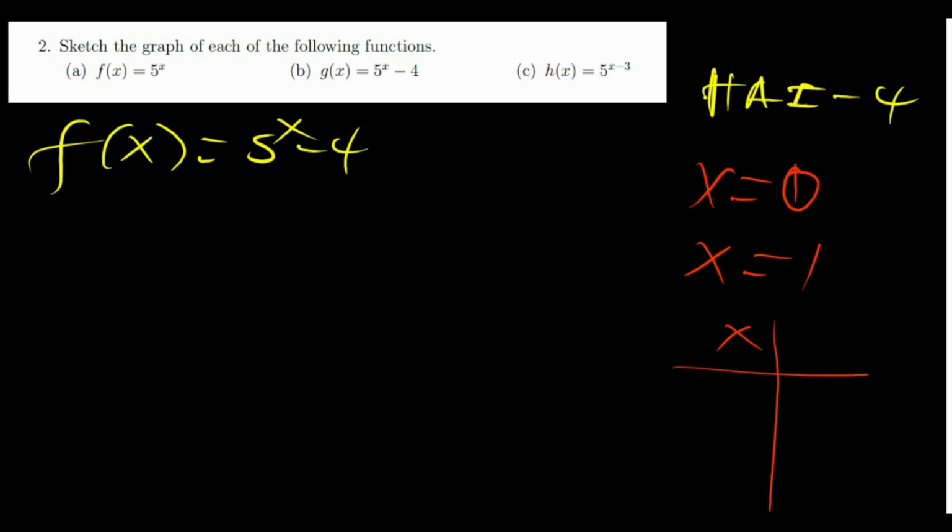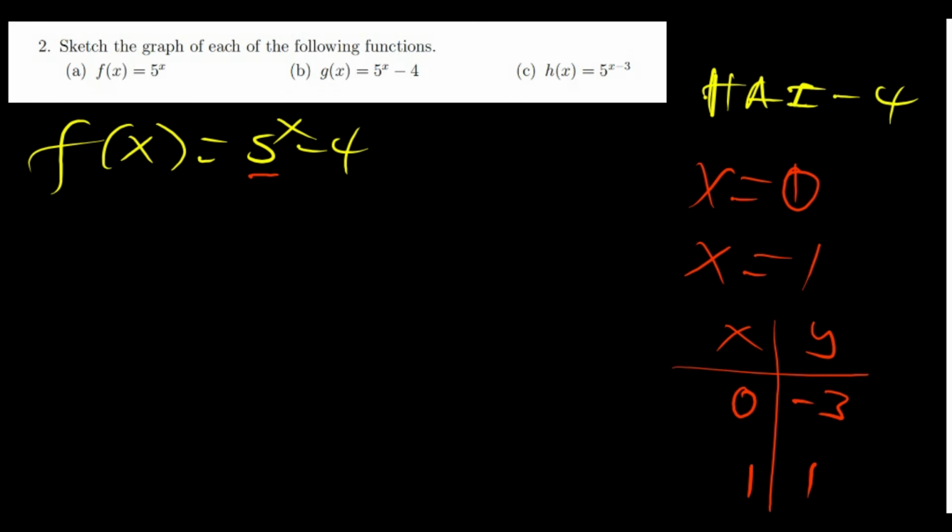So I have x, y. If I put 0, this 5 to the power 0 is going to be 1. Now, what is 1? We have got negative 4 here. 1 minus 4 is negative 3. If this is 0, this is going to be negative 3. Let's put 1. If I put 1 where there is x, it's going to be 5 to the power 1. 5 to the power 1 is going to give us 5. 5 minus 4 is going to give us 1.